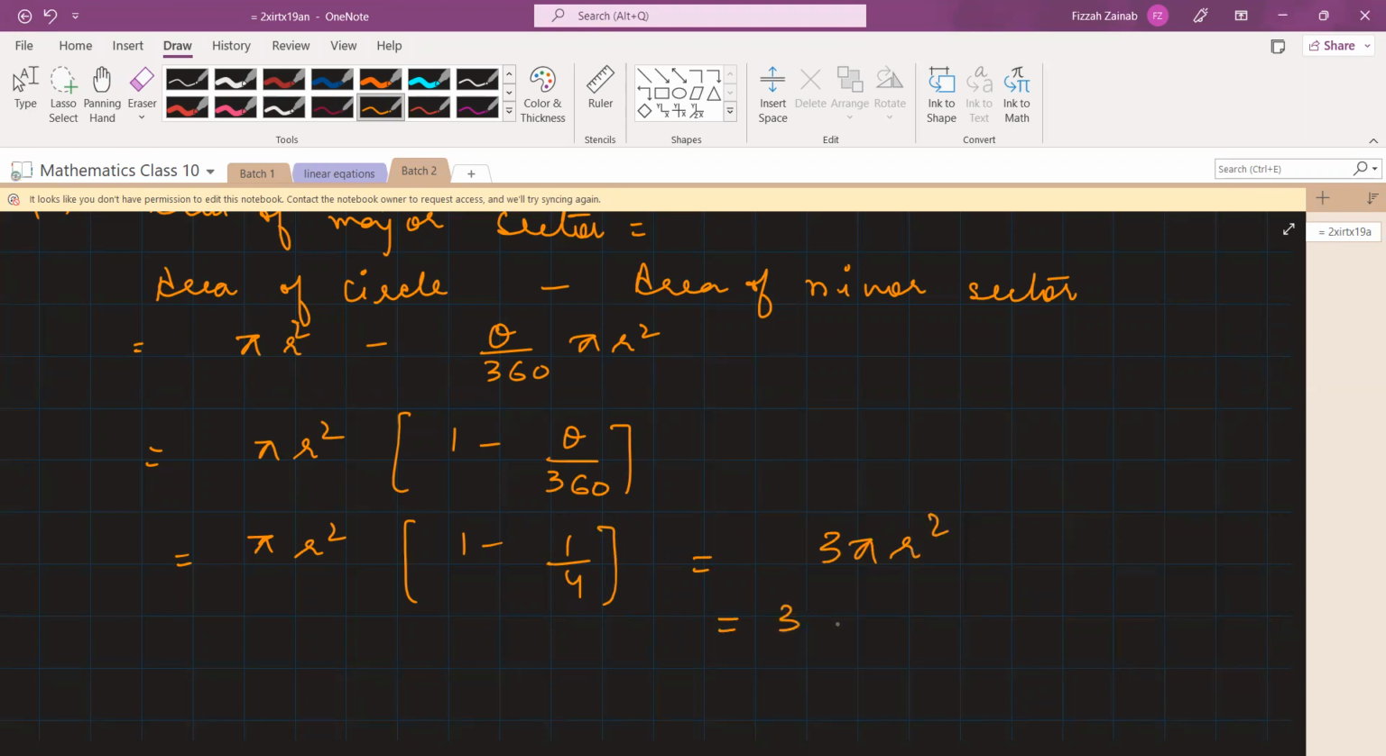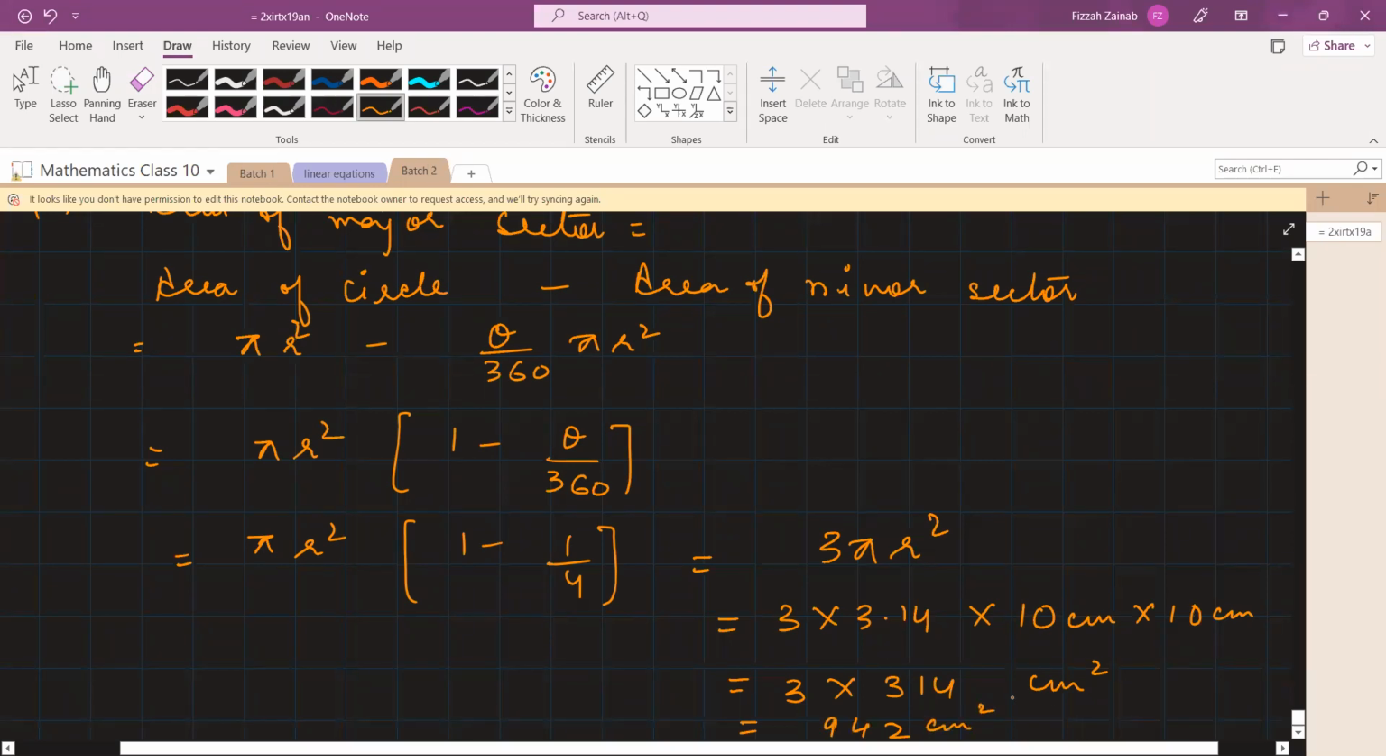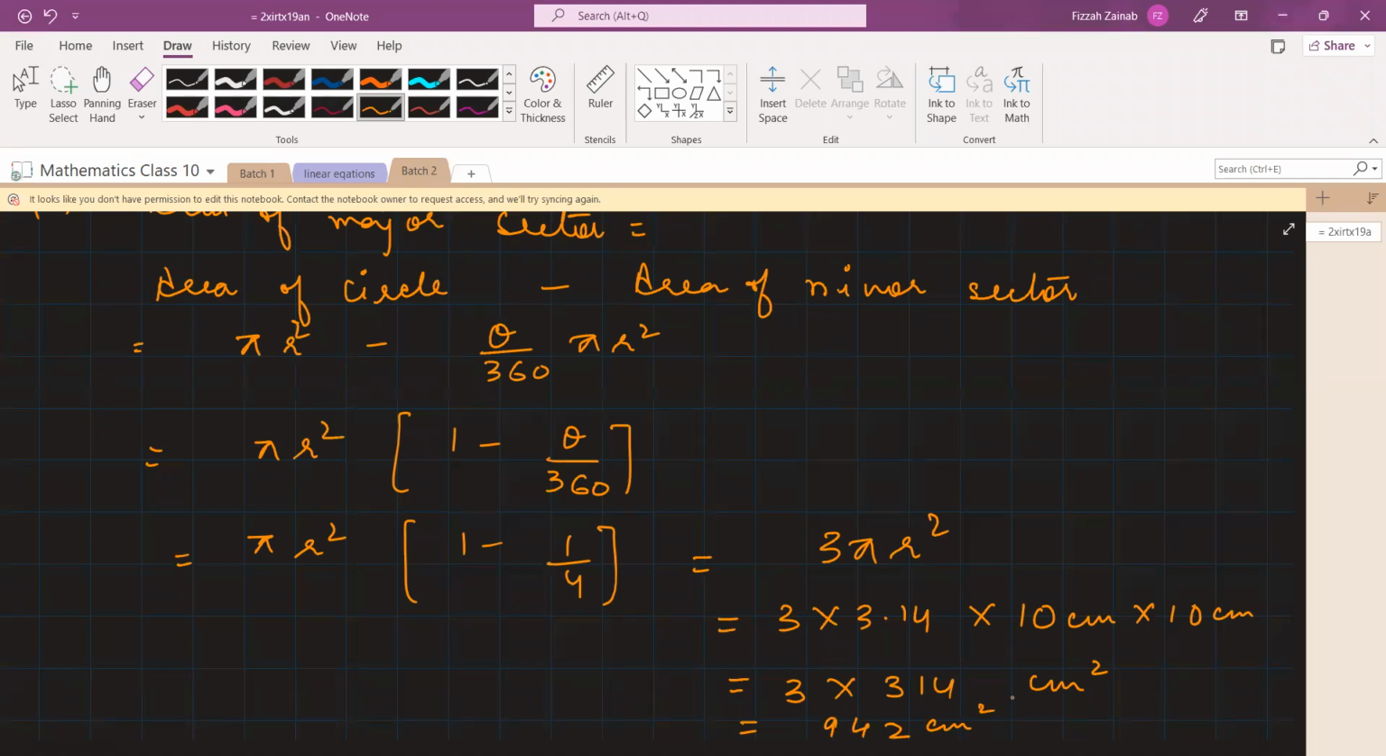Now you just put, so 3 into 3.14, and then radius is 10 centimeter into 10 centimeter. So if you remove the decimal, you'll get 100. Both the 10 will cancel out. So you just have 3 into 314 centimeter square. And this is 3 into 4 is 12. Carry 1, 3, 4, and 9 for the 2 centimeter square. I hope the calculations are correct. If you can check the answer, or if there's a mistake, you can just go through the calculations again.